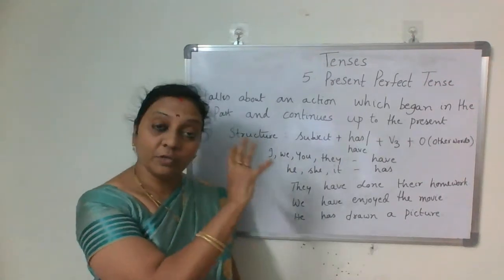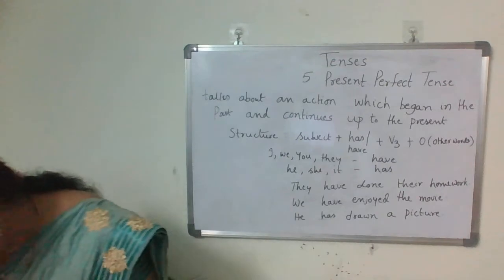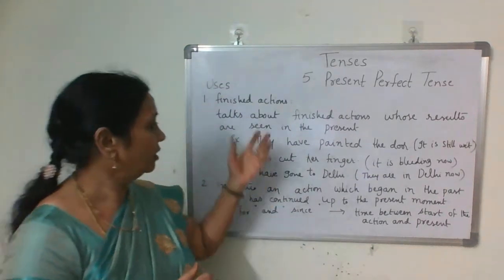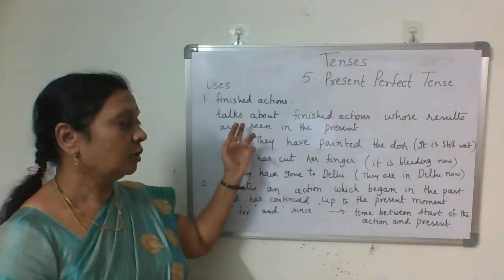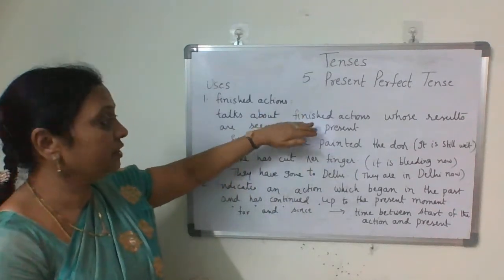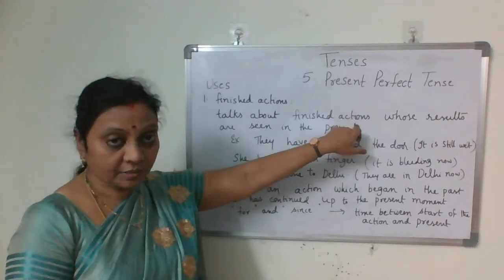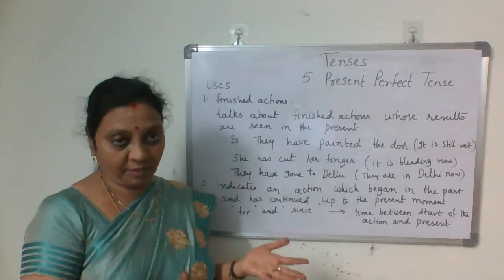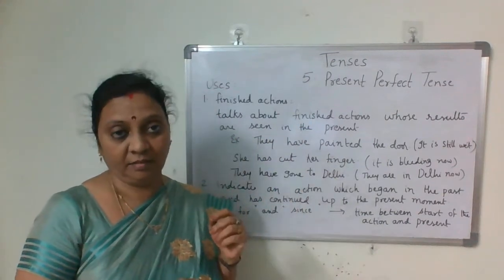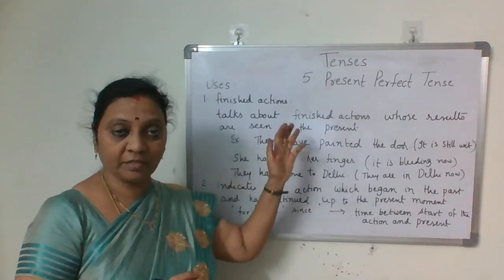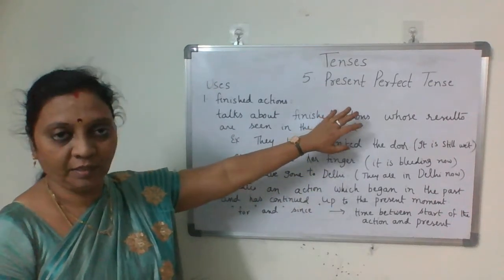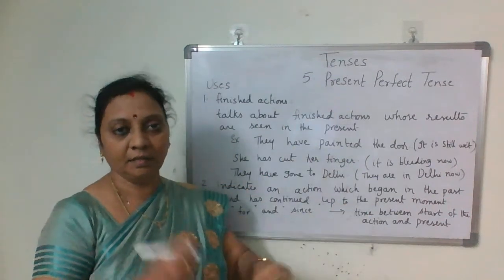Now let us look at what are the uses of present perfect tense. First one, finished actions. It talks about finished actions, but the results are seen in the present. Important thing: if you just say finished actions, it means past tense, but finished actions whose results are seen in the present, that you can still experience. Still it is in your memory. Still you know that particular thing. So the knowledge of that particular event or action is in your memory or you can experience it even now, then we use present perfect tense. Finished actions but whose results are seen at the present.